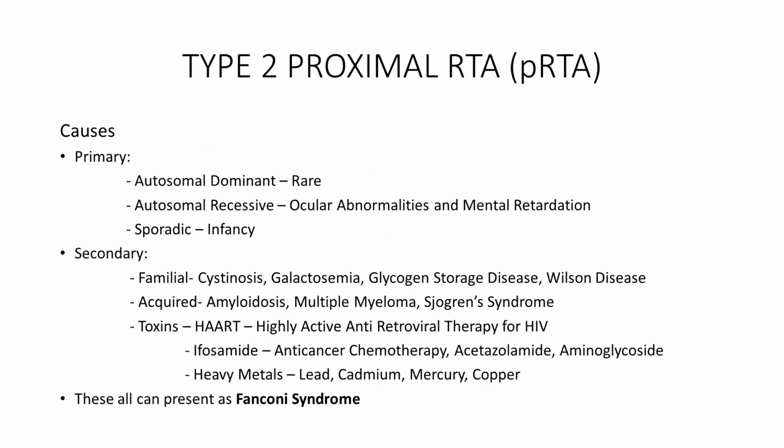The causes of proximal renal tubular acidosis are primary: autosomal dominant, which is rare, and autosomal recessive, which can occur with ocular abnormalities and mental retardation. It can also occur sporadically. Secondary causes are familial, like cystinosis, galactosemia, glycogen storage disease, and Wilson disease. Acquired causes include amyloidosis, multiple myeloma, and Sjogren syndrome. Toxins include highly active antiretroviral therapy for HIV, anti-cancer chemotherapy drugs, acetazolamide, aminoglycosides, and heavy metal poisonings like lead, cadmium, mercury, and copper. These all can present as Fanconi syndrome.